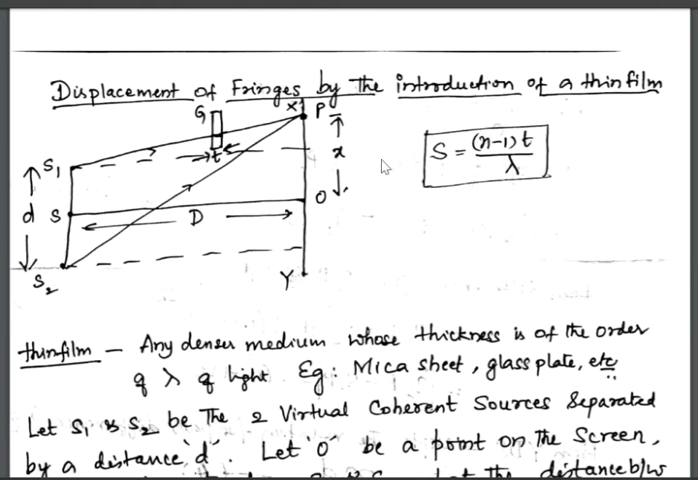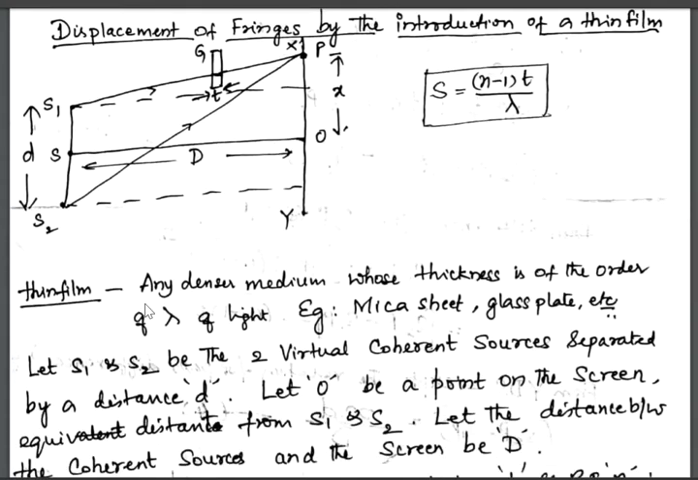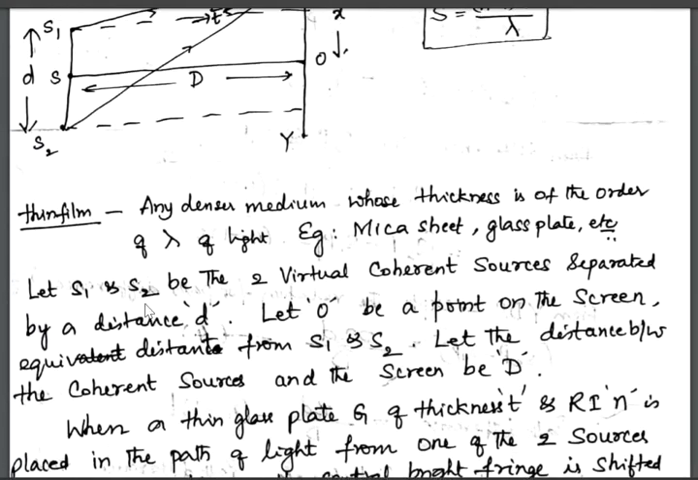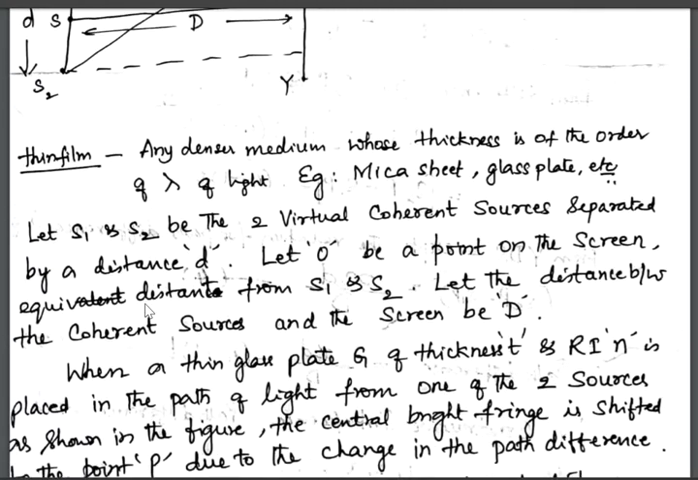We are going to deduce this expression for the displacement of the fringes by the introduction of a thin film, and the number of fringes through which the central bright fringe gets displaced. It is S equals (n minus 1) t by lambda. We are going to derive even this formula. Now, let us come to the explanation part after observing the figure, because I will move the screen.